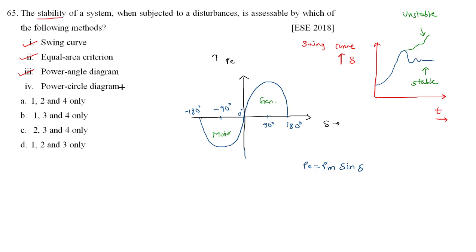Power circle diagram is used to assess the transmission line performance to determine the compensator rating. So the reactive power limit, the required reactive power compensation, we can determine by using this. It is not used to judge the stability. So the correct answer will be 1, 2 and 3 only. So option D is correct.